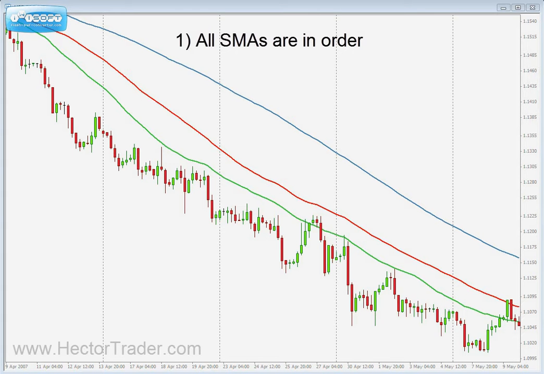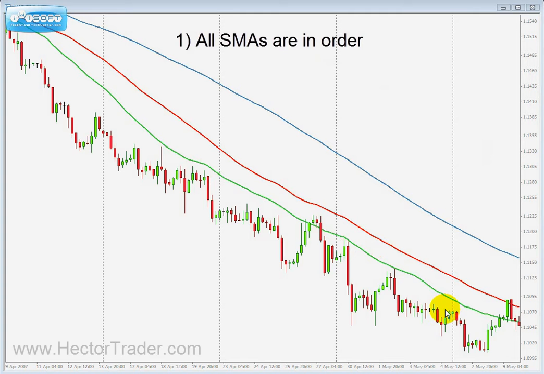As you can see, in this case we have the 30 moving average below the 50 and the 50 below the 100. That means that the first condition is fulfilled, and therefore, if all the other conditions apply, we are possibly looking into a solid downtrend.